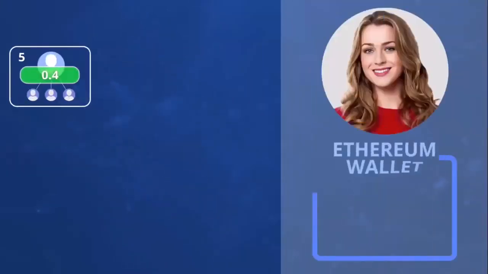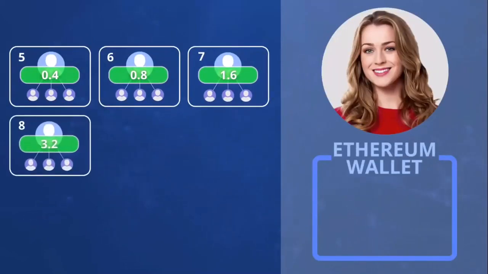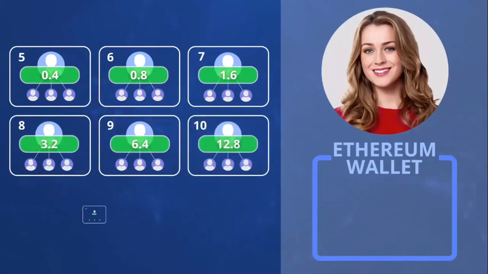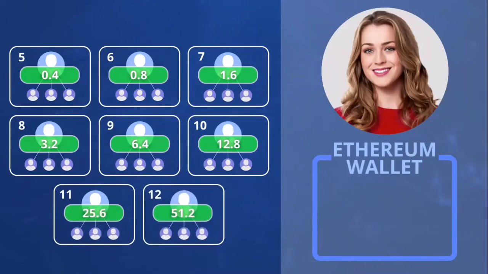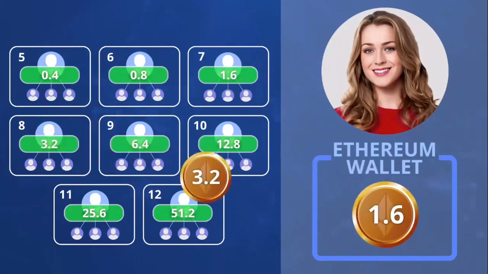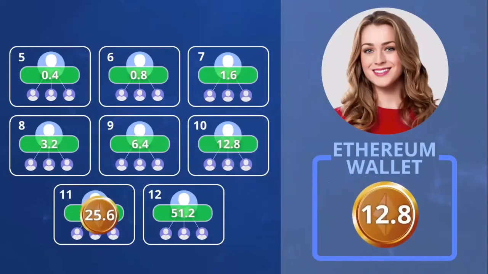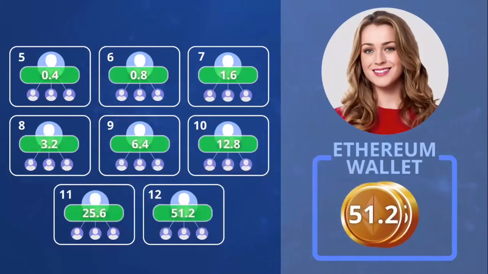Then 0.4 ETH, 0.8 ETH, 1.6 ETH, 3.2 ETH, 6.4 ETH, 12.8 ETH, 25.6 ETH, and 51.2 ETH slots generate you 0.4 ETH, 0.8 ETH, 1.6 ETH, 3.2 ETH, 6.4 ETH, 12.8 ETH, 25.6 ETH, and 51.2 ETH respectively over and over again, an unlimited amount of times.